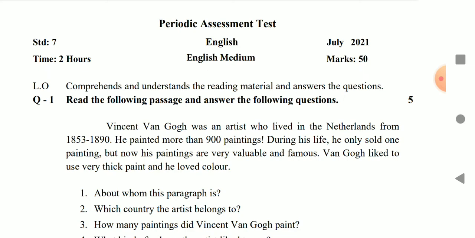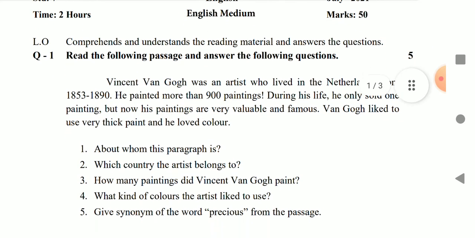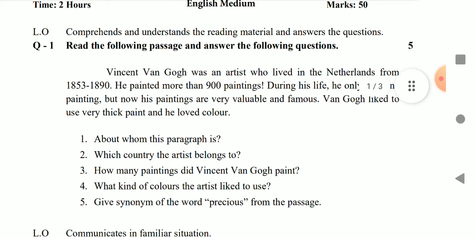Now, question 1. Read the following passage and answer the following questions. Vincent van Gogh was an artist who lived in the Netherlands from 1853 to 1890. He painted more than 900 paintings. During his life, he only sold one painting, but now his paintings are very valuable and famous. Van Gogh liked to use very thick paint and he loved color.